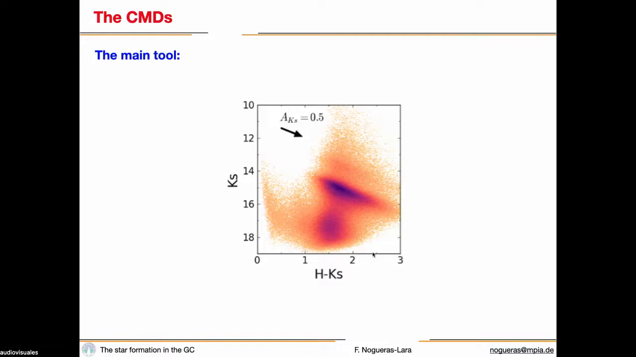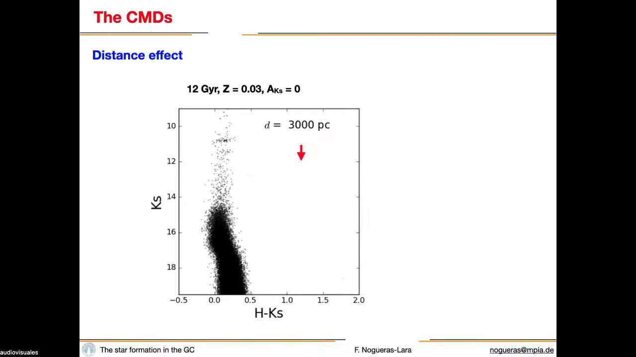And now I'm going to try to explain to you how to work with these things. So we are going to have different effects here, and they are going to be combined, and we need to know how they are working. So the first effect for the color magnitude diagram for the stars that we are going to see is the distance effect.